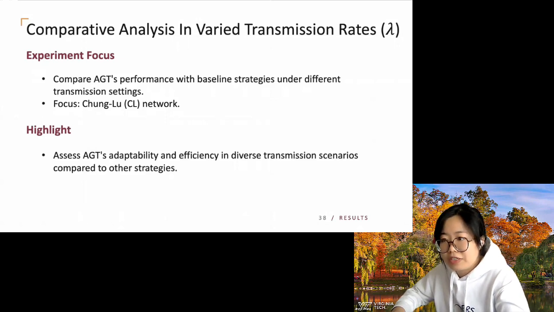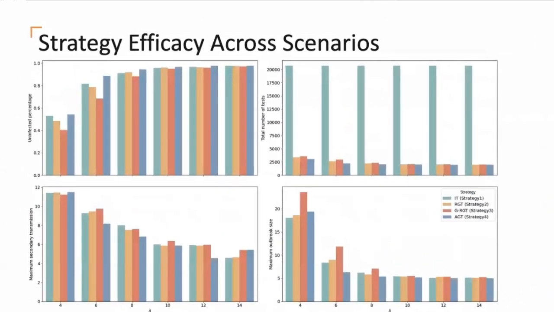compared to other strategies. So here we show 4 plots. On the upper left is the uninfected percentage, the higher the better; all the others are the lower the better. So AGT consistently outperformed the baseline by achieving a higher percentage of uninfected individuals and requiring a lower total number of tests. This highlights the effectiveness of our methods in containing the disease transmission while optimizing testing resources.